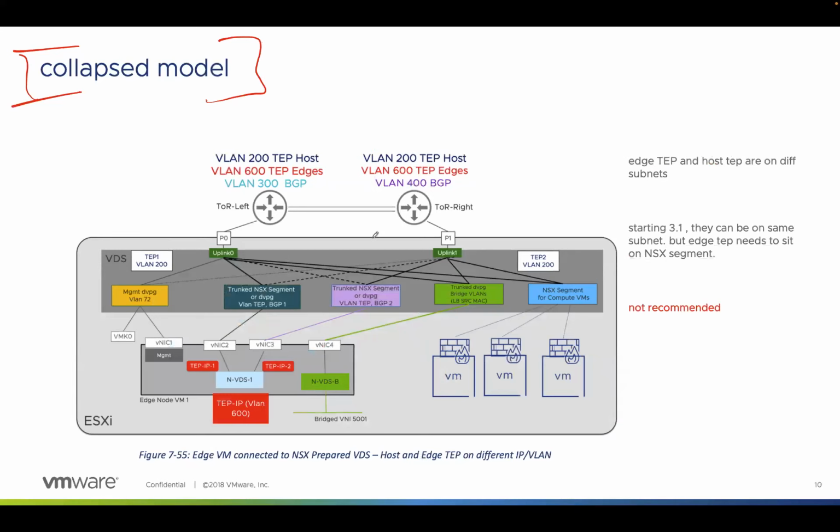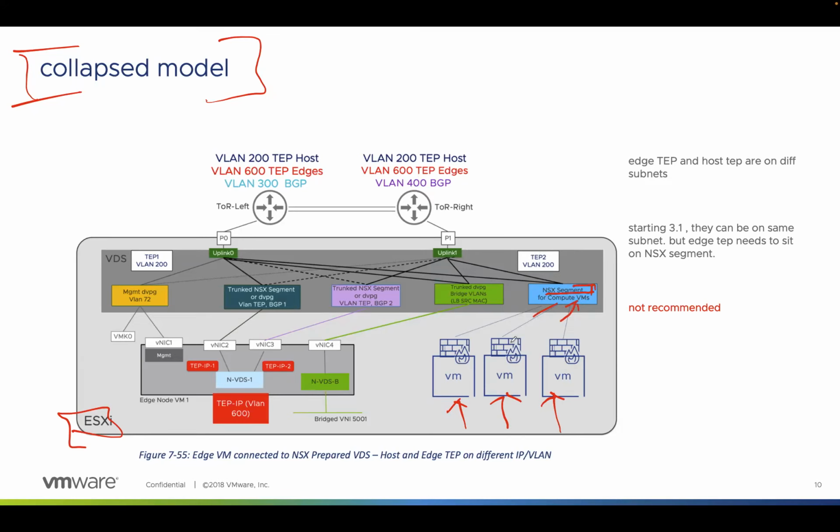Collapsed model is just mix everything, put everything together onto one ESX host. So we call it collapsed model. We put production VMs, or we can call them NSX controlled production VMs, onto the NSX segment, right? Those are overlay traffic related to the VM.